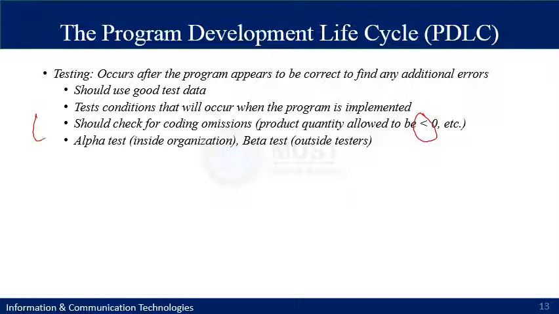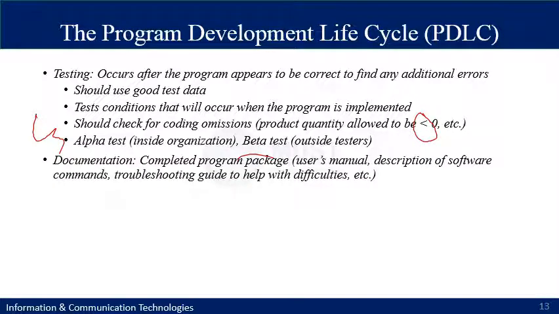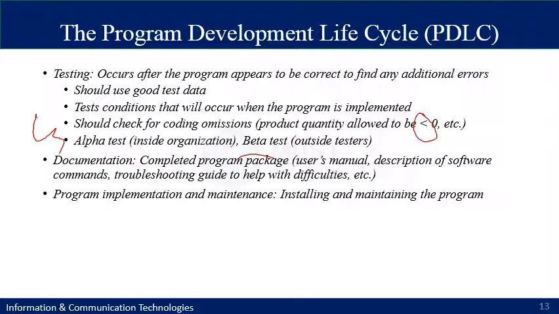You can also employ different kinds of testing techniques such as alpha testing, which can be done on the product when it is undelivered to the customers or still residing inside the organization. Or you can employ beta testing, which can incorporate outside testers. The end of this phase usually is a completed program package, user manual, description of the software or commands, and troubleshooting guides to help with difficulties.